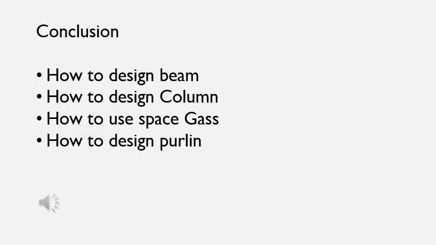In conclusion, there are 4 main things that we learned during this assignment. That is how to design for beam, how to design for column, and how to use the program SpaceGas, and also how to design for purlin. Thank you very much.